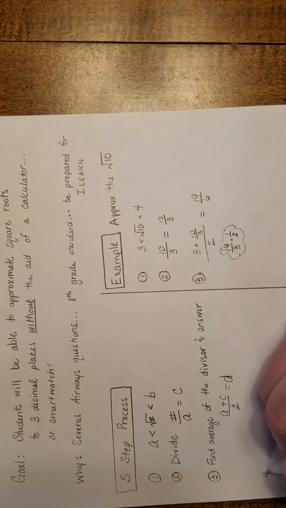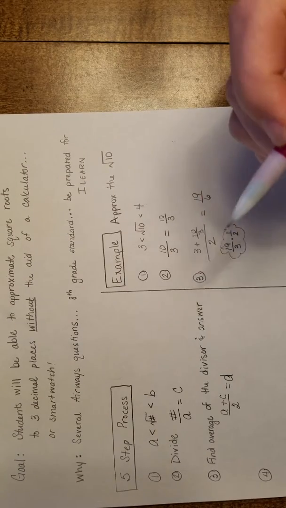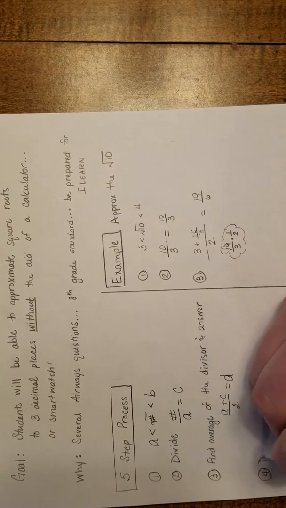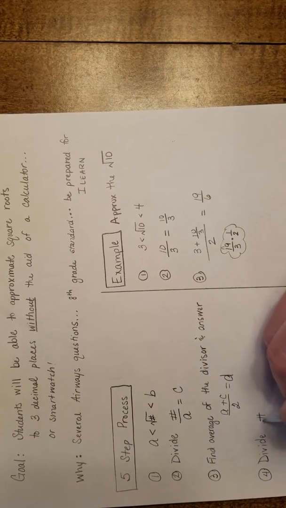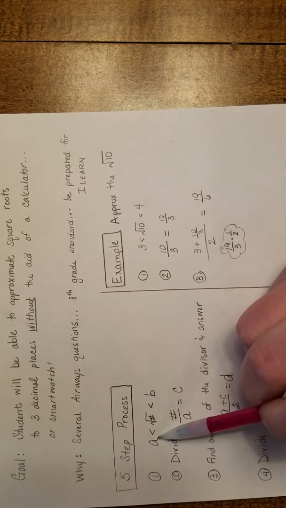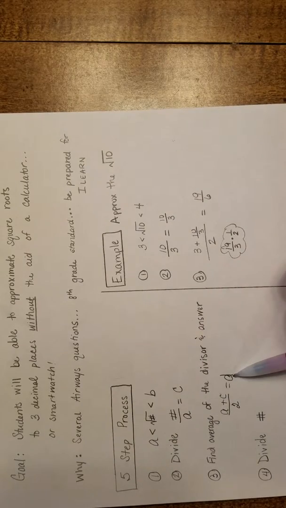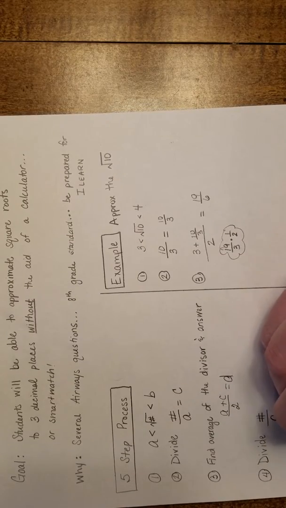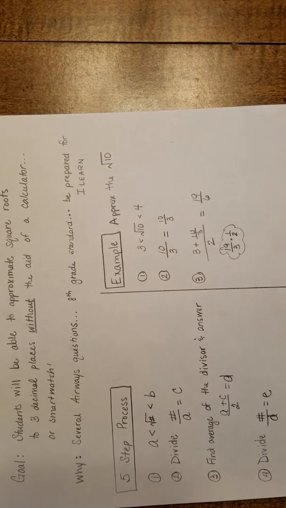Step 4. After I've done that average, I go back and I do a new division. So now I'm going to divide my original number that I was trying to square root, but instead of dividing it by the smallest integer value, I'm going to divide it by that new number I found, which was D. And whatever that answer is, we're going to call E.